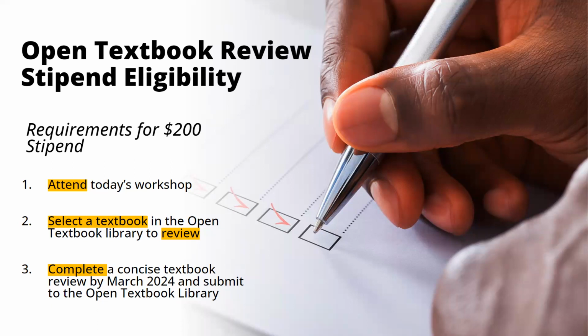We have established a program where if you attend any of our workshops, and if you're attending today, you've already done step one, you can receive a $200 stipend for going through the textbook and leaving an honest review. So you would just select a textbook in the open textbook library to review, and then you will complete a concise textbook review by March 2024, and I will get the actual date for you guys. And then you would just submit it to the open textbook library and you get $200 for that, which I think is pretty cool because I know most of the time when we do peer reviews, we are not getting paid for it. It is considered service for our universities.